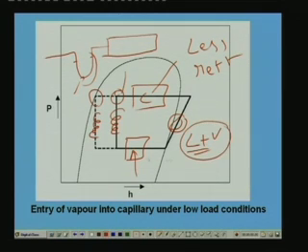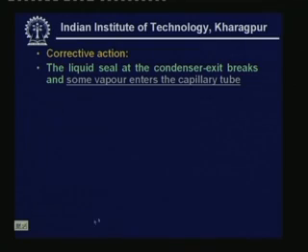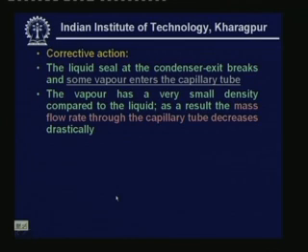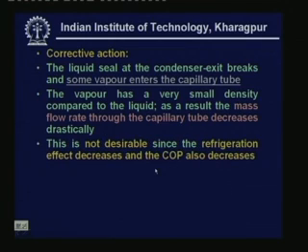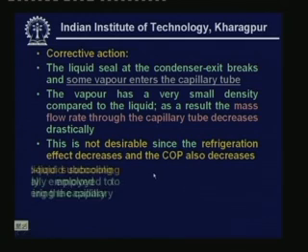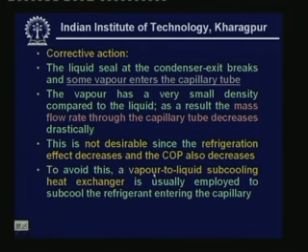So, you can see that under these conditions the refrigeration effect is reduced very much, whereas the compressor power input remains the same. This is inefficient. The vapor has a very small density compared to the liquid. As a result, the mass flow rate through the capillary tube decreases drastically. This is not desirable since the refrigeration effect decreases and the COP also decreases, as I have already explained. So, to avoid this, a vapor to liquid subcooling heat exchanger is usually employed to subcool the refrigerant entering the capillary.